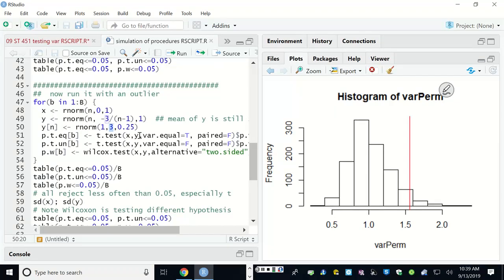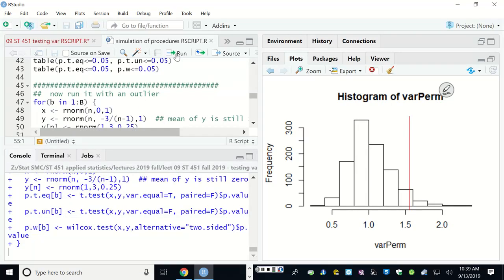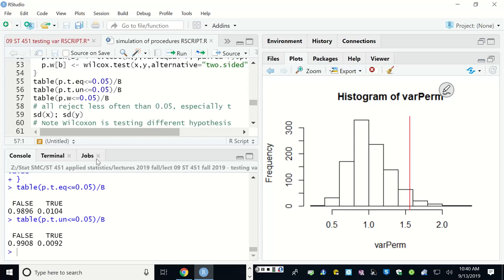Let's see what happens when we do this one outlier. We rerun that, and then do the tables. The equal one is rejecting only about 1% of the time. That one outlier up there causes a big increase in variance estimate, and it doesn't end up being significant. The unequal one, I guess, is also having this. So they're just all rejecting less than 5%. The Wilcoxon one apparently must be 2.